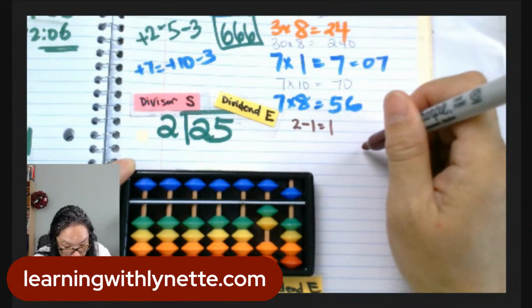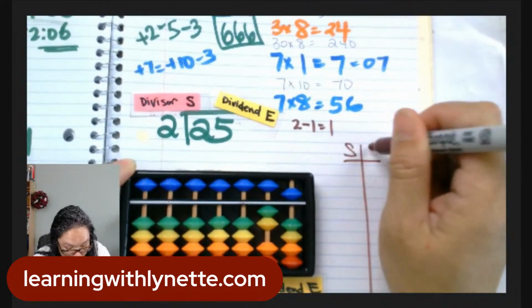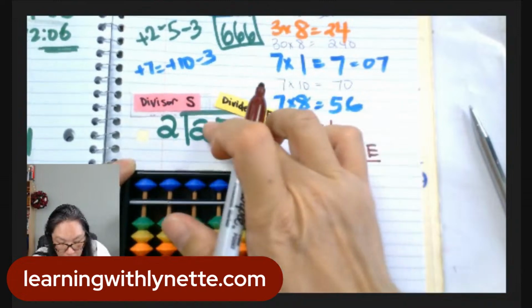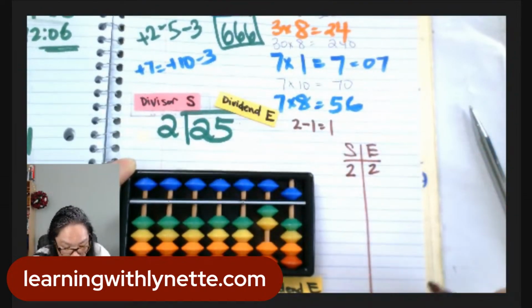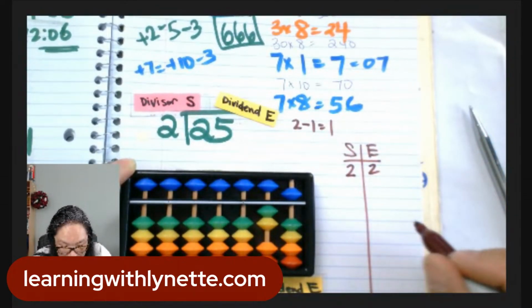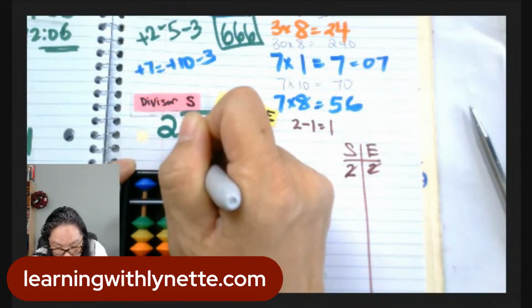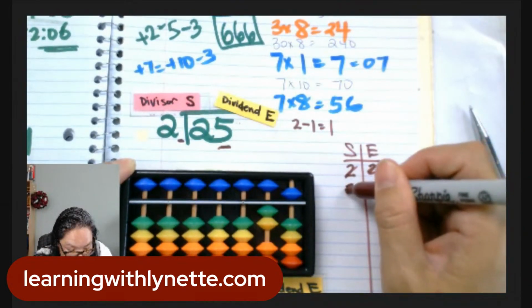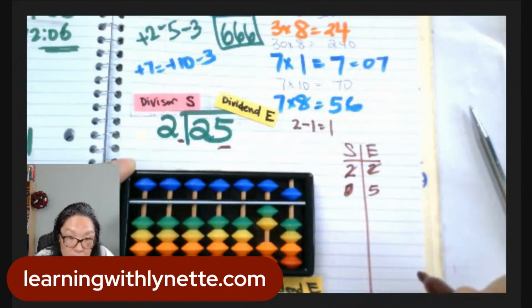Now we're going to do a comparison. 2 or 2, they're the same. So if they're the same, we have to go to the next one. 5, and we pretend that there's a 0. Yep, 0 and 5. Who is bigger?